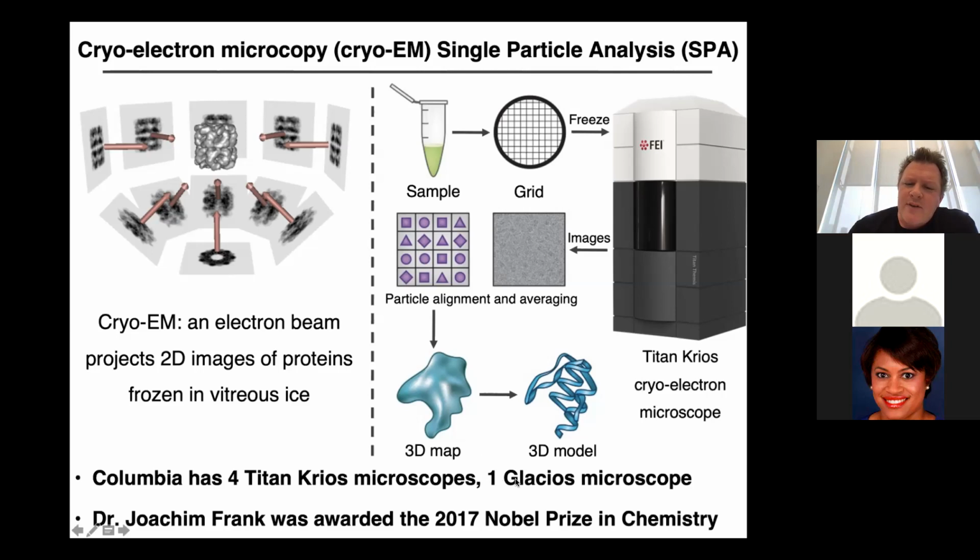And we also have a second smaller microscope called the Glacios, which is really good for screening your grids of your samples that you may be interested in collecting higher resolution data on the Krios.